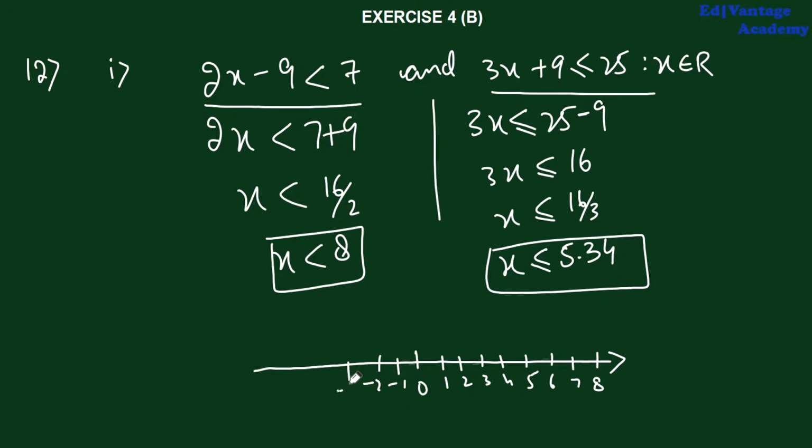-1, -2, -3, and so on. Yeah, that's enough. No need to write -4 and all. We don't have those values here. So now what to say? X belongs to real number.